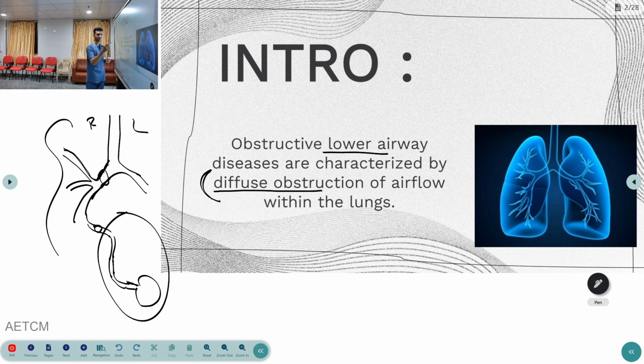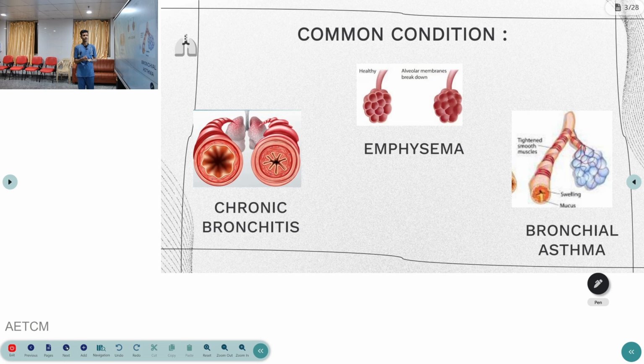Again, lower airway in the sense below the glottic opening is the lower airway, above the glottic opening is the upper airway. So it will cause diffuse obstruction of the airflow. What are the common conditions we have in lower airway obstruction? Chronic bronchitis and emphysema. Collectively we know them as COPD or COLD, chronic obstructive pulmonary disease or chronic obstructive lung disease, whichever way we can call it. And then the second condition is bronchial asthma. So we'll see one by one.